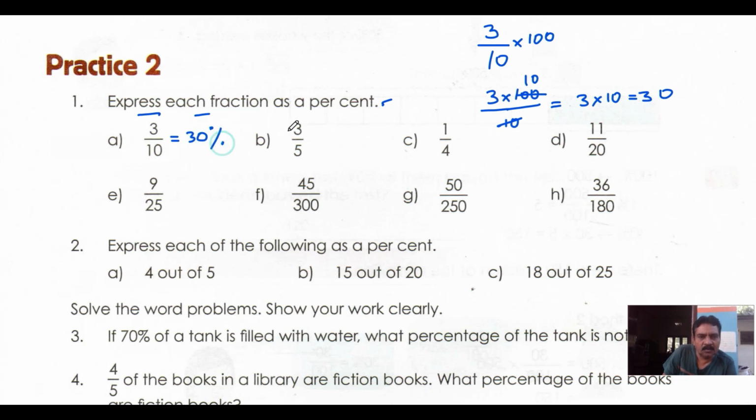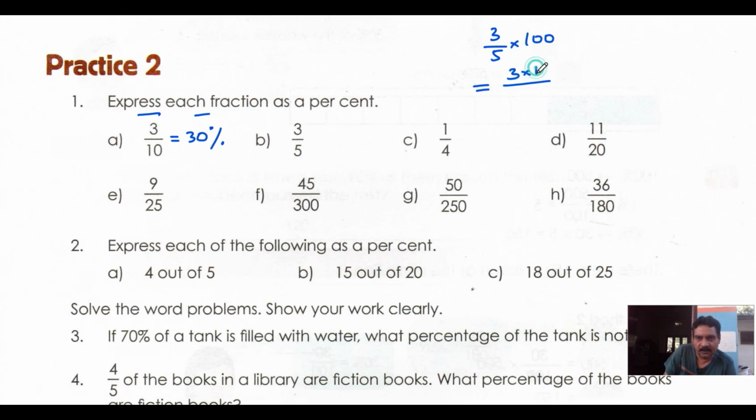Again I am telling you, students, copy these steps, don't write direct answers. Next is 3 by 5. If you want to find out the percent, then you have to multiply directly with 100. That is equal to 3 into 100 by 5. Now see, 5 ones are 5, 5 twos are 10, and this 0 here. Then it becomes 3 into 20, which is equal to 60. So this becomes 60%.